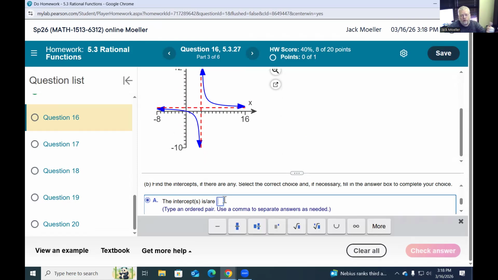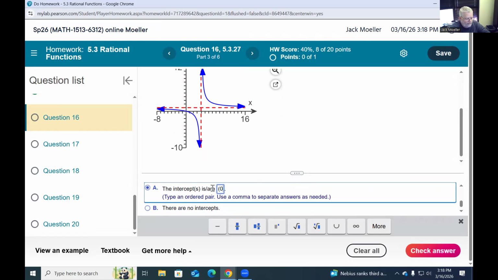So they're not trying to trick you. And that's the only one, right? It doesn't cross the y-axis anywhere else, doesn't cross the x-axis anywhere else. So that's going to be a common intercept.